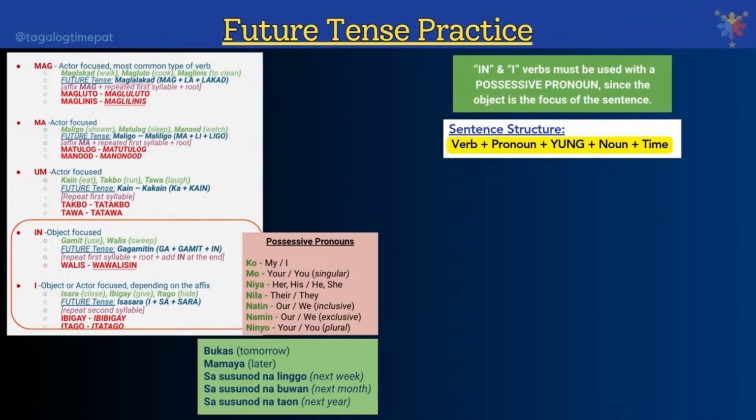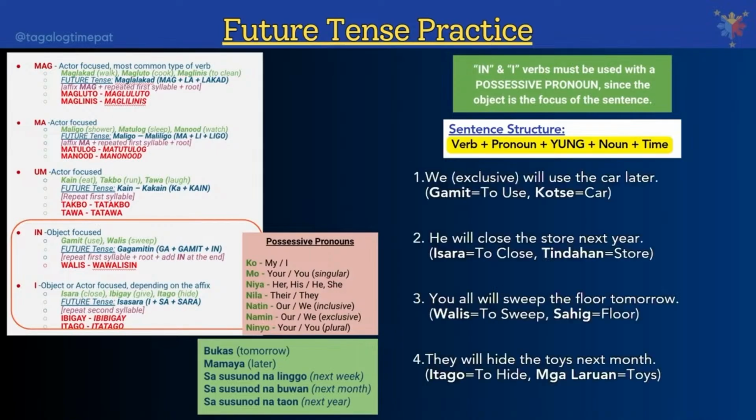And again, the box in green has the vocabulary terms to indicate future tense. And now let's do these examples. Let's start with number 1. We, exclusive, will use the car later. Gamit means to use. Coche means car. So let's take a look at the sentence structure. The verb should come first. So the future tense conjugation of gamit, let's take a look at in verbs.